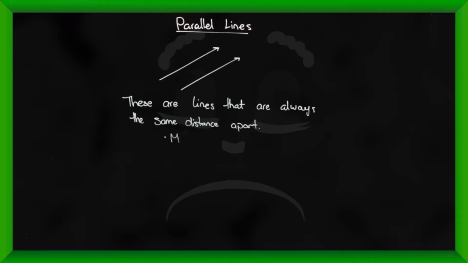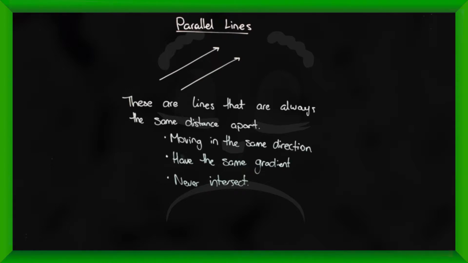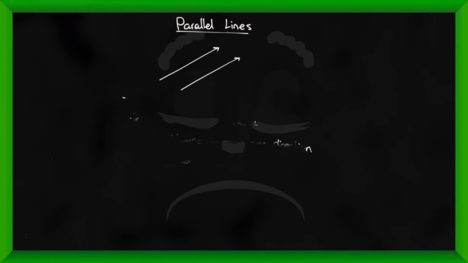What this means is those two straight lines are moving in the same direction, have the same gradient if you're trying to plot out their equation, and they never intersect. Some of the properties that we used when we were trying to actually solve for our triangles was what happens when there's a line that crosses over both of the parallel lines. The important thing here is that line is a straight line.